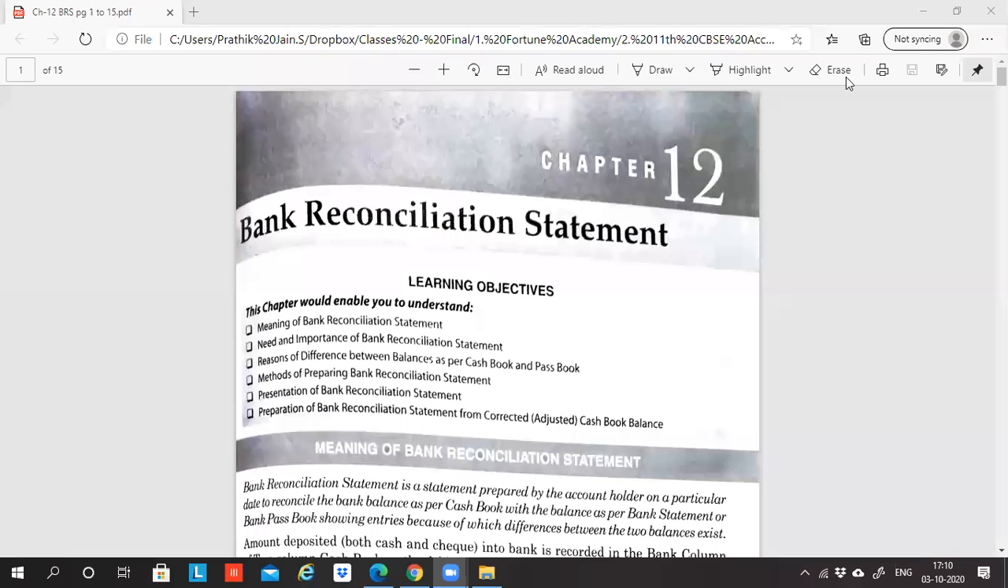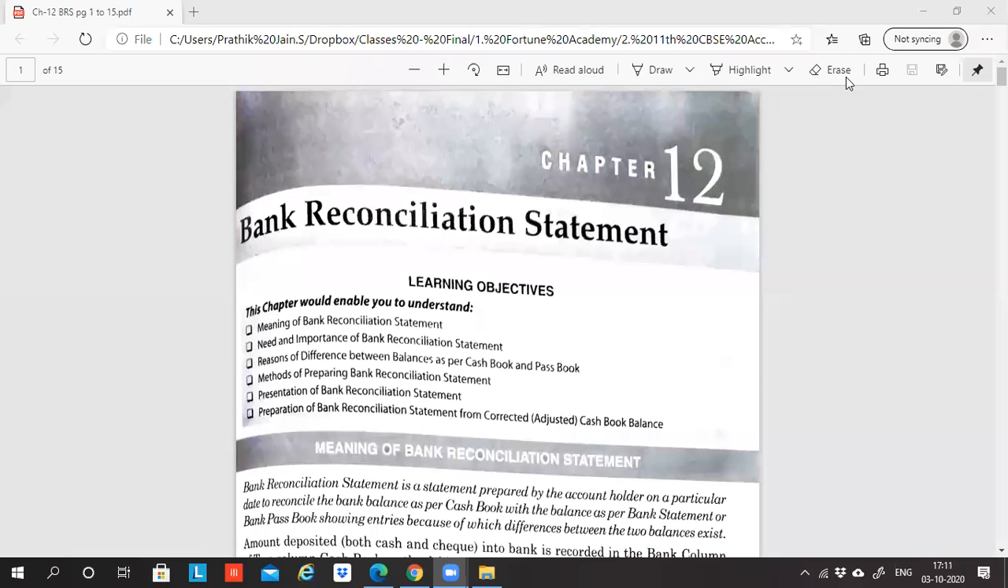Hello, guys. Good evening. So let's start a new chapter today, which is chapter number 12, Bank Reconciliation Statement. Guys, this particular chapter is very important from an exam perspective, as well as when you go out practically and do any accounting related work. At that time also you will definitely come across a situation where you would be required to reconcile the bank statement, right?